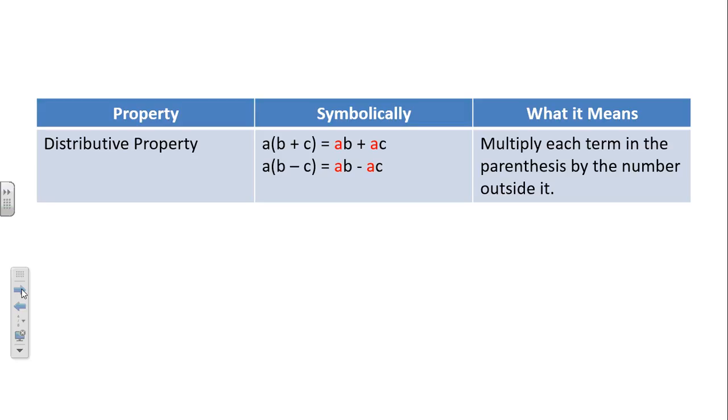we have a number A that is being multiplied by a quantity B plus C, then it's going to be equal to A times B plus A times C. And if we have a number A that's being multiplied by the quantity B minus C, then A times B minus A times C is the result. And you know that. We multiply everything inside the parentheses by the number that was outside to clear the parentheses, and that's distributive.